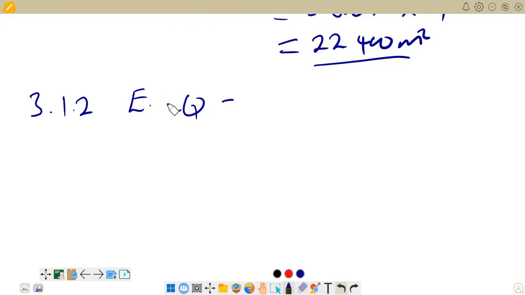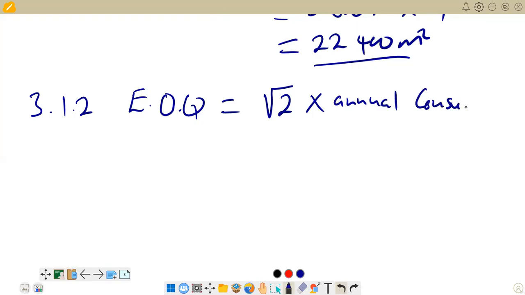So we have economic order quantity. The formula for economic order quantity is root of 2, we multiply by the annual consumption. This is going to be our numerator, annual consumption.